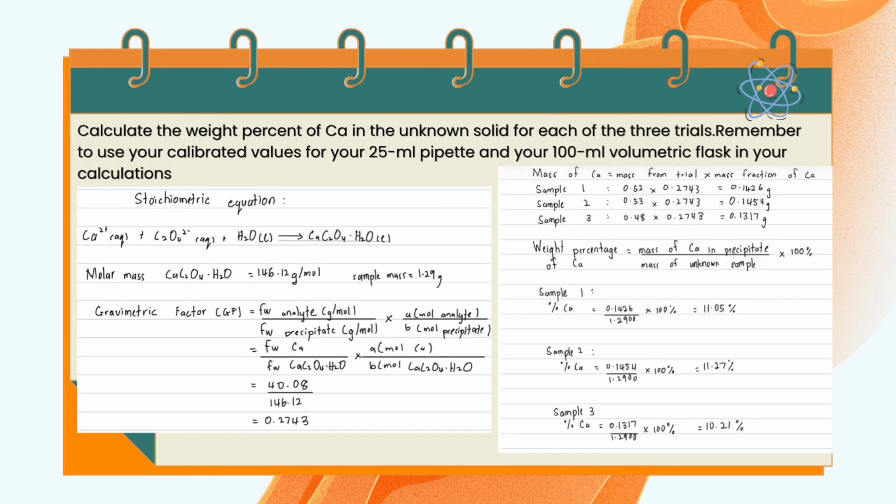Now, in the questions part, by using the stoichiometry of the reaction, we calculated the gravimetric factor to be 0.2743. By applying this factor, we determined the mass of calcium in each sample. This allowed us to calculate the weight percent of calcium for each trial. The values are 11.05%, 11.27%, and 10.21%.